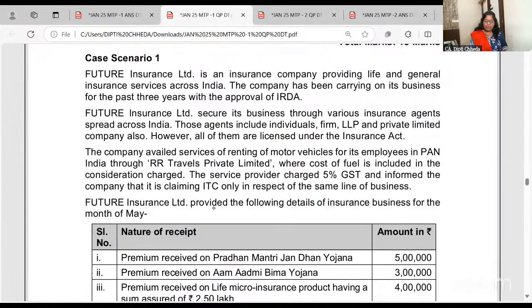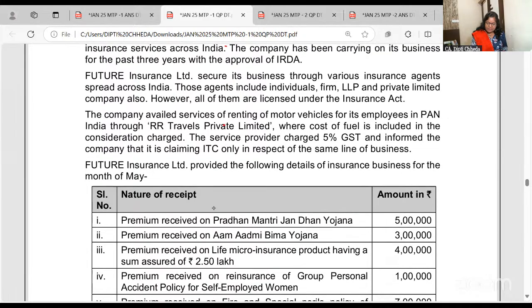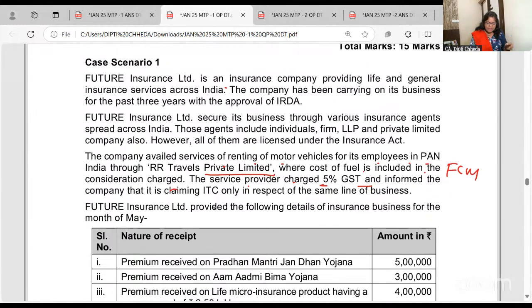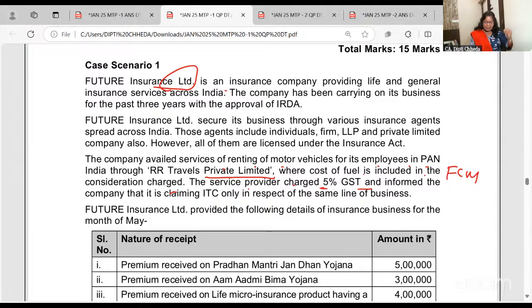Let us read it now. Future Insurance Limited is an insurance company providing life and general insurance. They have been approved and they secure business through firms, LLPs, all. The company has availed renting of motor car vehicle through RR Travels Private Limited, where the cost of fuel is given and service is charged. It could be 12% or 5%, but this is forward charge. Here RCM is not applicable because ours is a company and we are taking cab service also from a company.